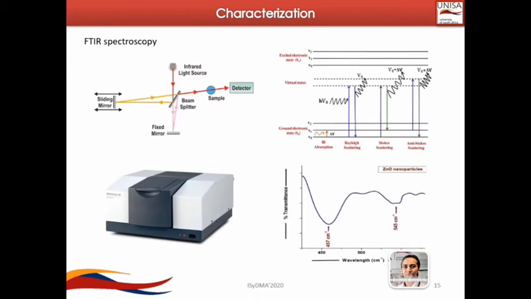FTIR spectroscopy has a similar principle to Raman, with a simple difference between the two: Raman is active for a specific optical range, while FTIR is active for a different range. So we have to know that these two techniques complement each other. Some of the vibrational modes appear in Raman but can't appear in FTIR, and vice versa.